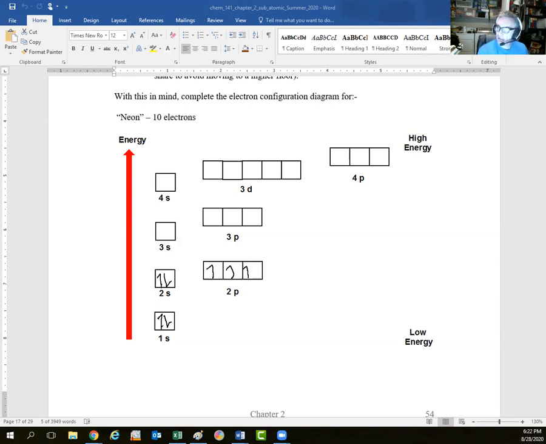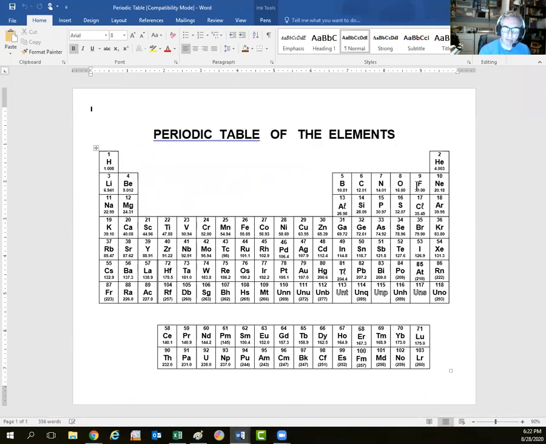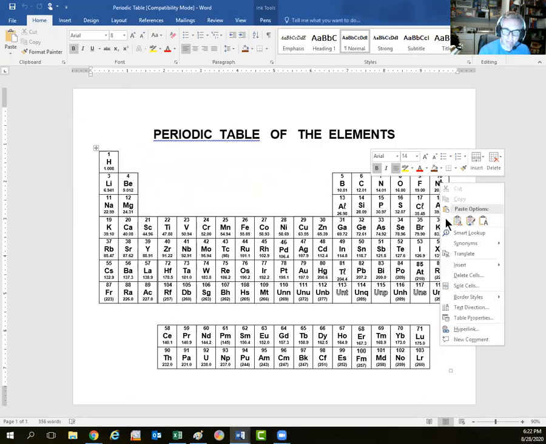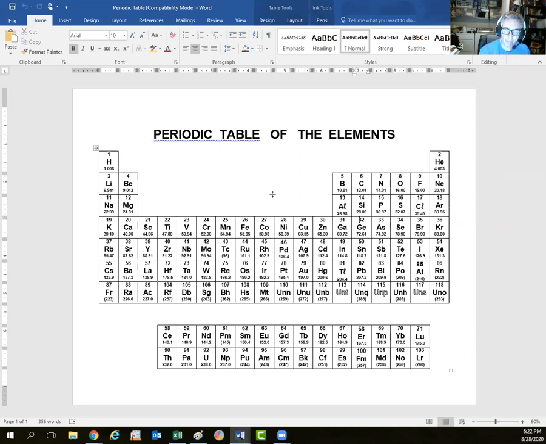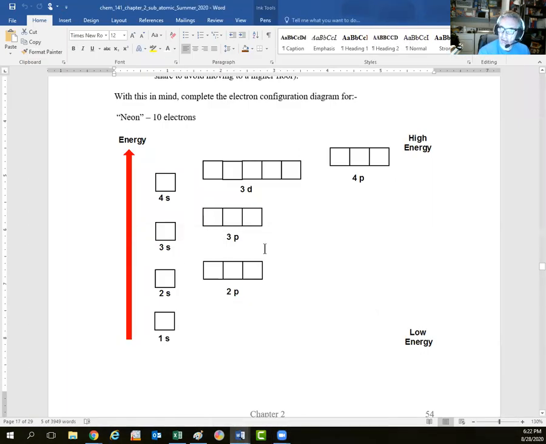Okay, so those 3 guiding principles let us know where the electrons are for any atom. And so if we look at neon, if we look at the periodic table, neon is the 10th element in the periodic table. There we go, neon right there. And so that means it has 10 protons, but it also means that it has 10 electrons when electrically neutral.